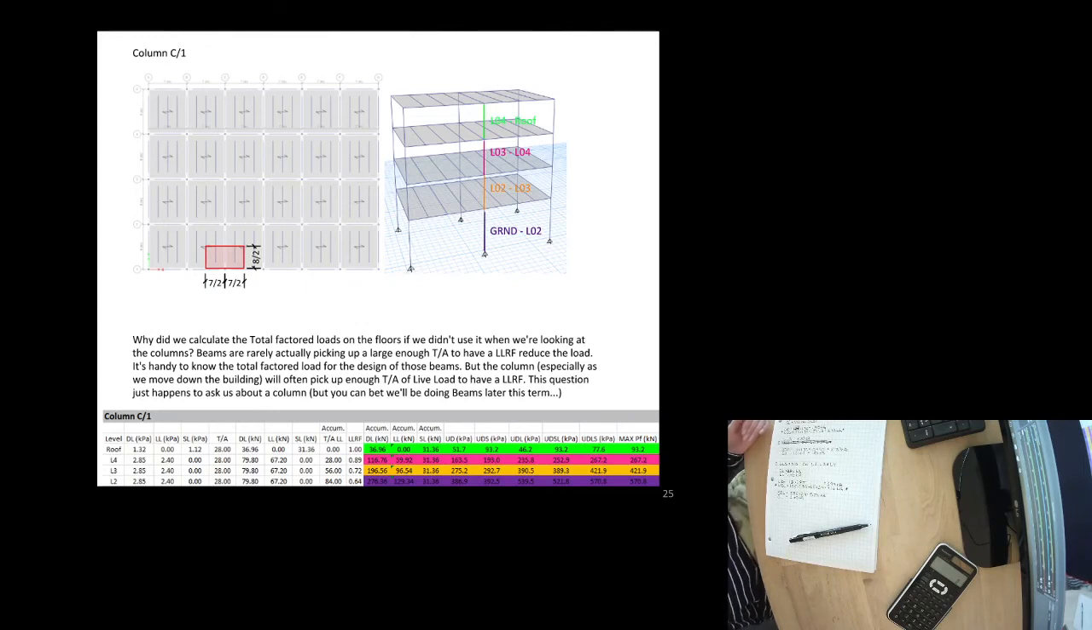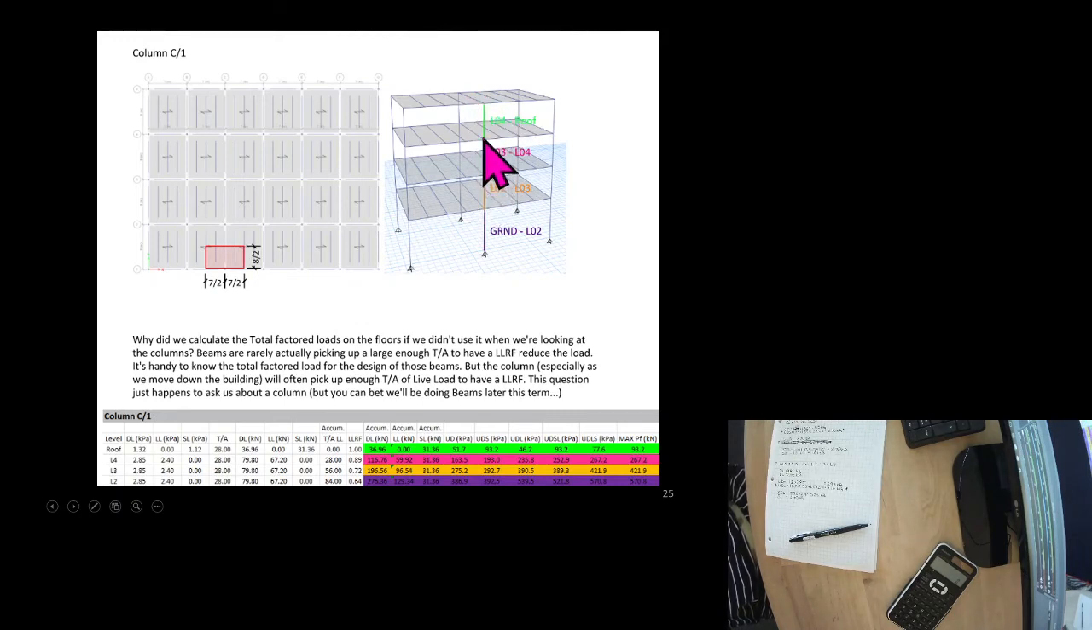We have to think about what the worst case load combination is. This one's easy. It's going to be the tributary area multiplied by our worst case serviceability roof load, or our 3.33 kPa times our tributary area.